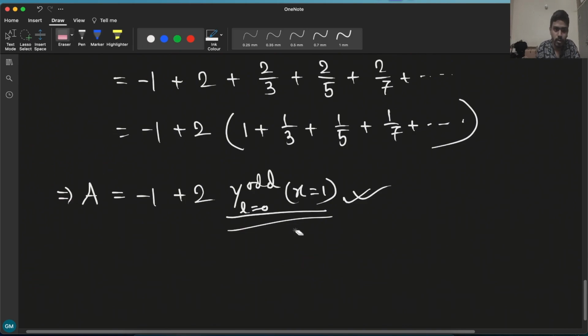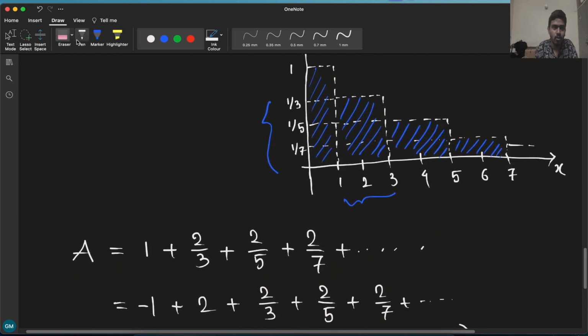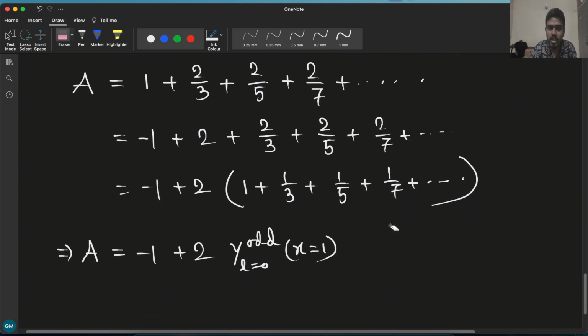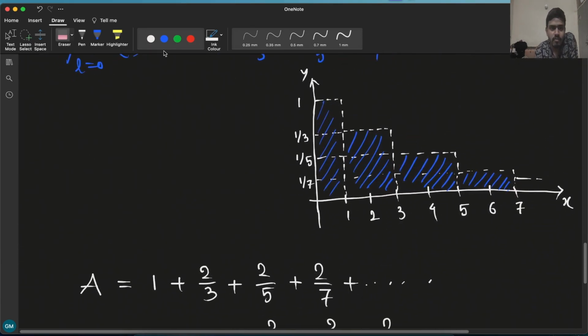So now you can understand a little bit why we are interested in this integral test. It's because we are dealing with area. So now let's define a function which looks like this.